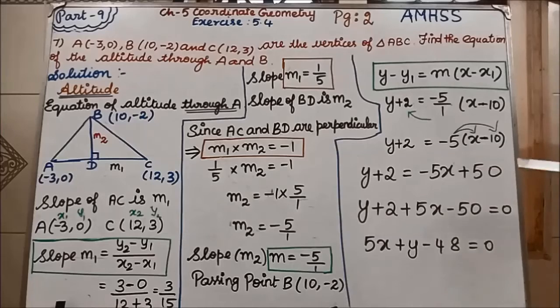Clear students? In the 7th question we have found two things. One is the altitude through A equation, and the other equation is the altitude through B. Clear students? All of you clear the 7th question? With this we are completing the part 9 video. Next you are going to get your assignment.